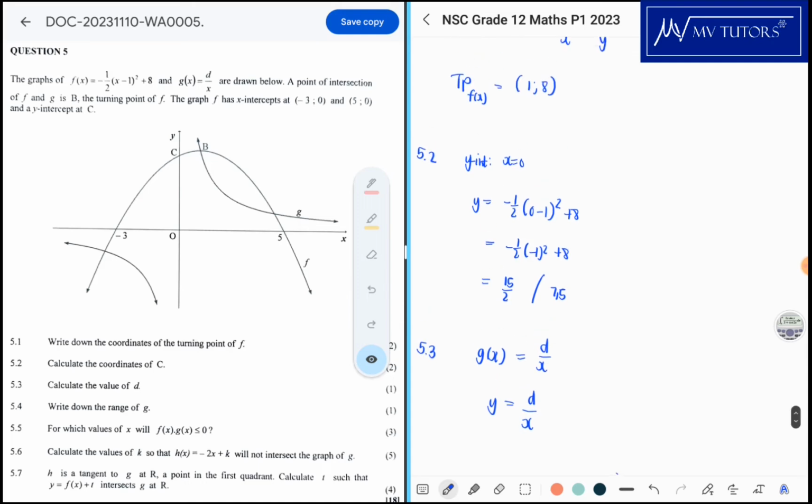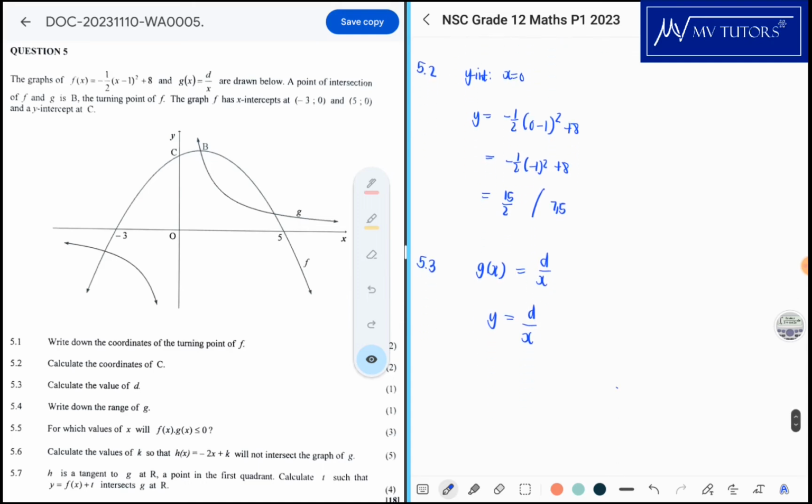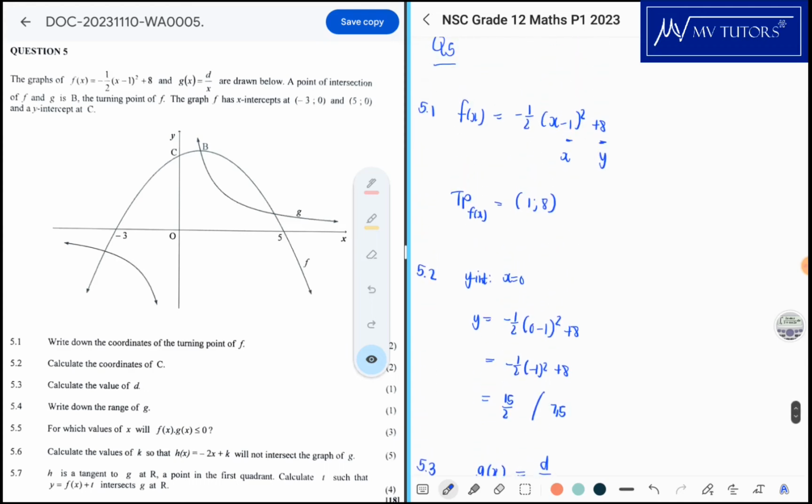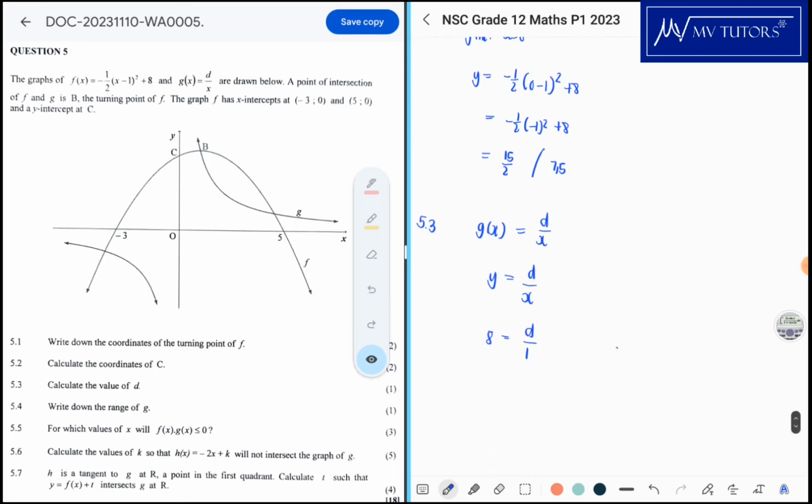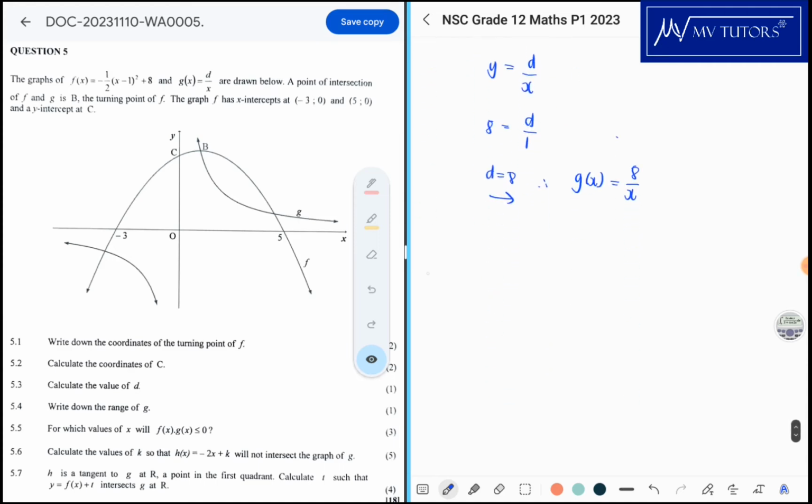the coordinate of b. So in the place of y then, I would put 8. And in the place of x, I would put 1. Okay, we're taking it from 5.1. In the place of x, it's 1. In the place of y, it's 8. And then you can see then that d is equal to 8. So if you were to write down the graph of g of x, you would simply say 8 over x, and that 8 is positive. Now 5.4. It says write down the range of g.